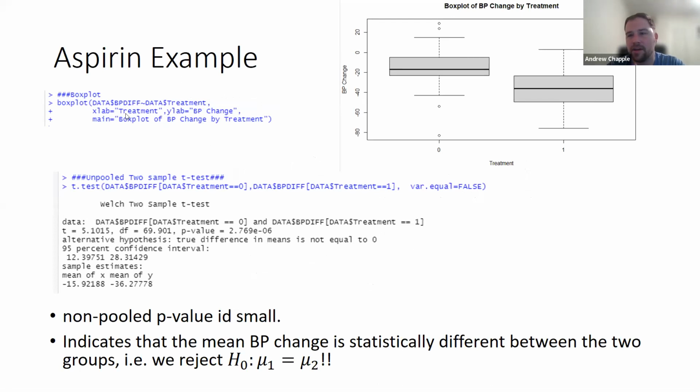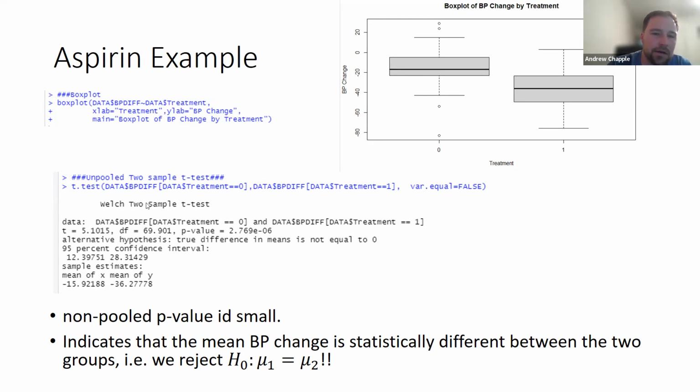So that's the same thing here. It's saying, hey, look, I've got this formula, this relationship between blood pressure difference and treatment, plotted in a box plot. I'm adding an x label, treatment, I'm adding a y label, blood pressure change, and then I'm adding a title to it. So you can already see that there is a shift, a more positive blood pressure change in the no treatment group. That would be placebo versus the aspirin group. You can see a shift here.